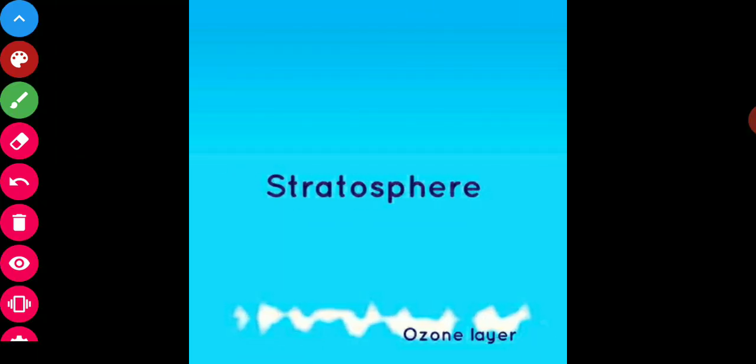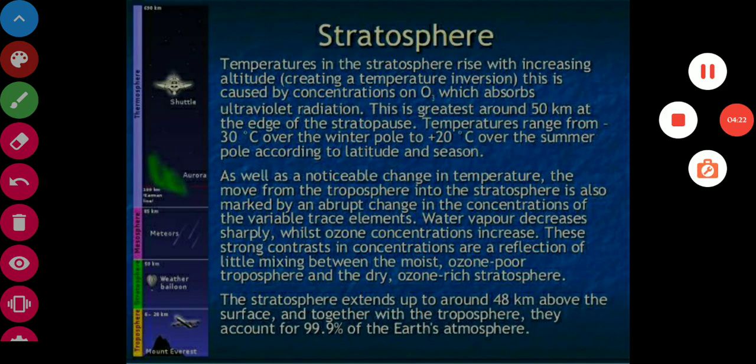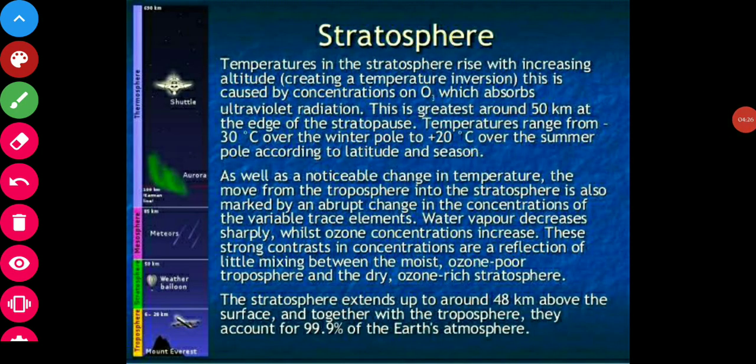The next layer is stratosphere. This stratosphere lies above the troposphere and extends up to 50 kilometers above the surface of the Earth. The temperatures in the stratosphere rise with increasing altitude. This increase in temperature is caused by the concentration of O3, which absorbs ultraviolet radiations. This is greatest around 50 kilometers at the edge of the stratopause. This stratopause is the boundary between stratosphere and the next layer.